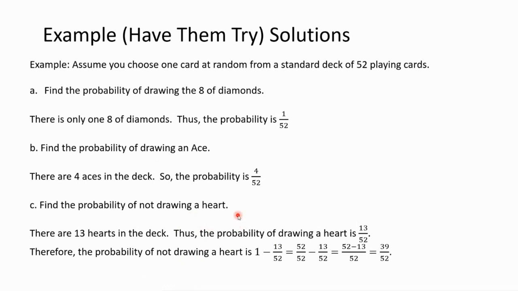If event E is the probability of drawing a heart, we want the probability of not drawing a heart, the complement. So we do 1 minus 13 over 52, which, as we saw on a previous slide, where we did this calculation for a different problem, works out to be 39 out of 52. 39 out of 52. Okay.